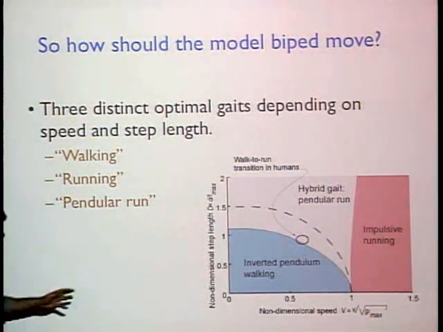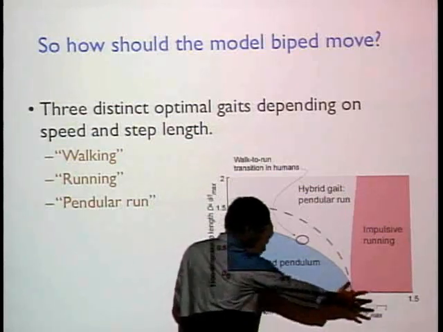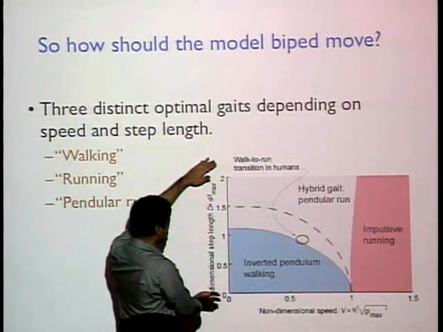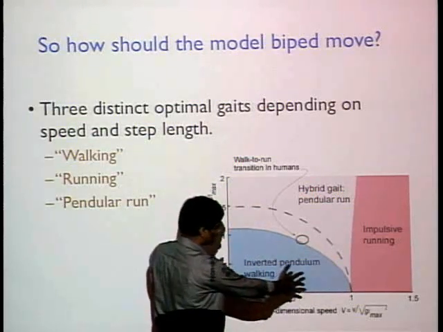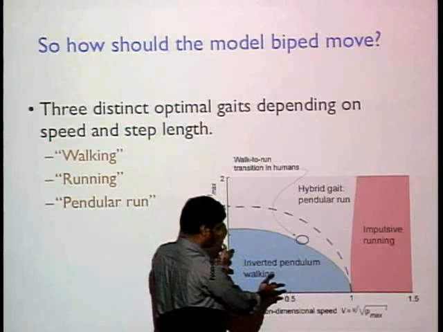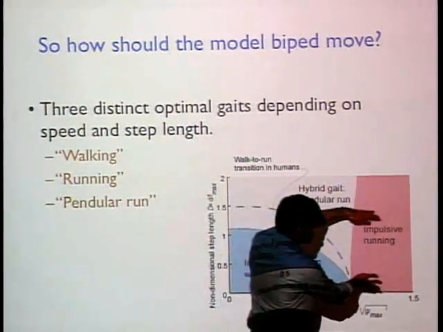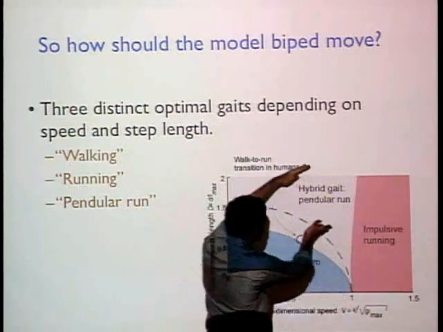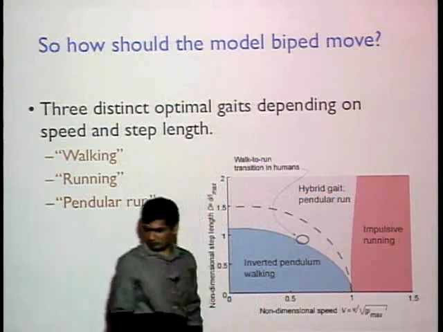And this is what you might call a phase diagram, where the x-axis is speed, the y-axis is step length, and for low speeds and low step lengths, we found this thing that looked like walking, it turns out. We call it inverted pendulum walking. And then for high speeds, we found something that looked like running, and then at intermediate speeds, something intermediate.